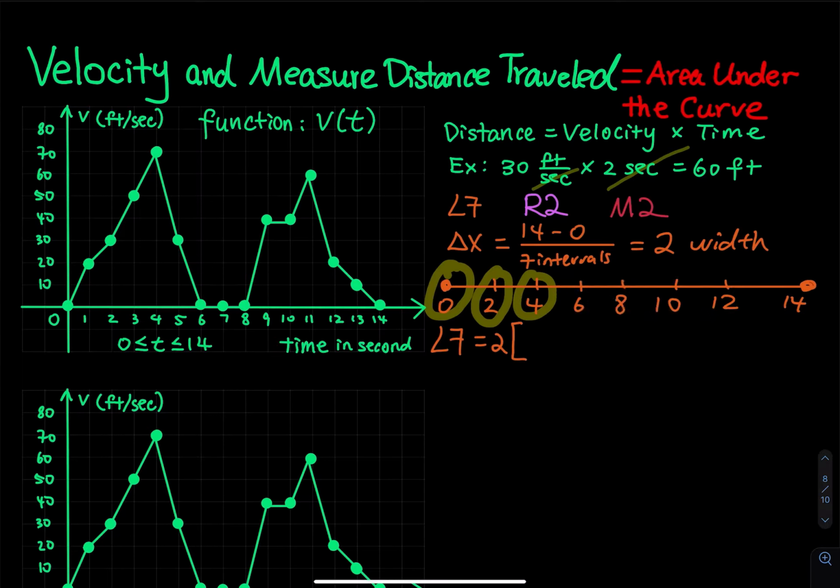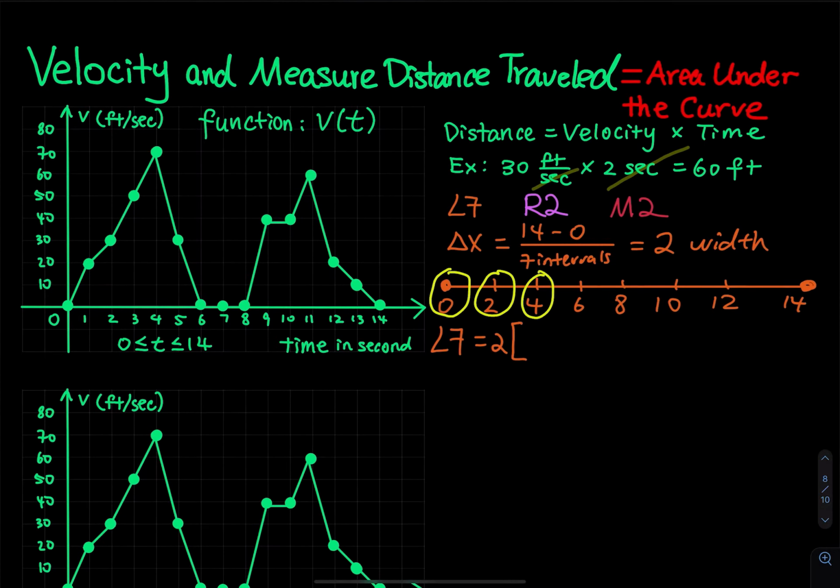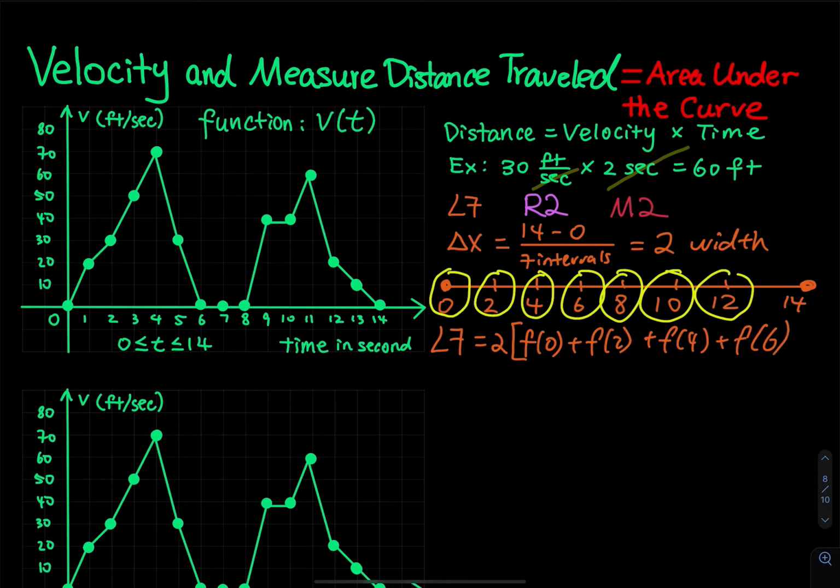Let's get rid of the circle, otherwise that looks really messy. In fact, I will just do this: 1, 2, 3, 4, 5, 6, 7. That is less messy compared to the highlighter. All right, back to business. So we have f of 0. We keep adding all the way to 12. So f of 2, f of 4, f of 6, f of 8, f of 10, and f of 12. Do I have everybody? 0, 2, 4, 6, 8, 10, 12: 1, 2, 3, 4, 5, 6, 7. There we go.